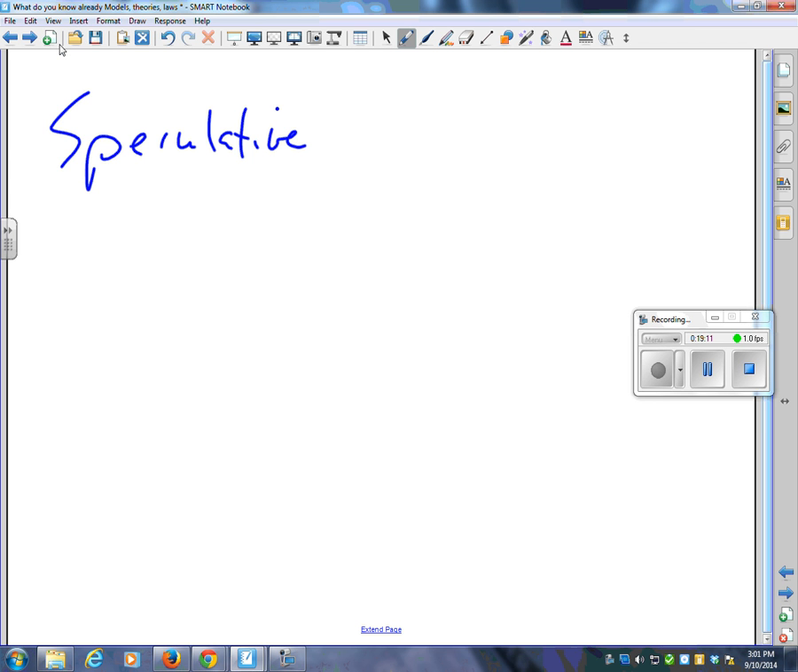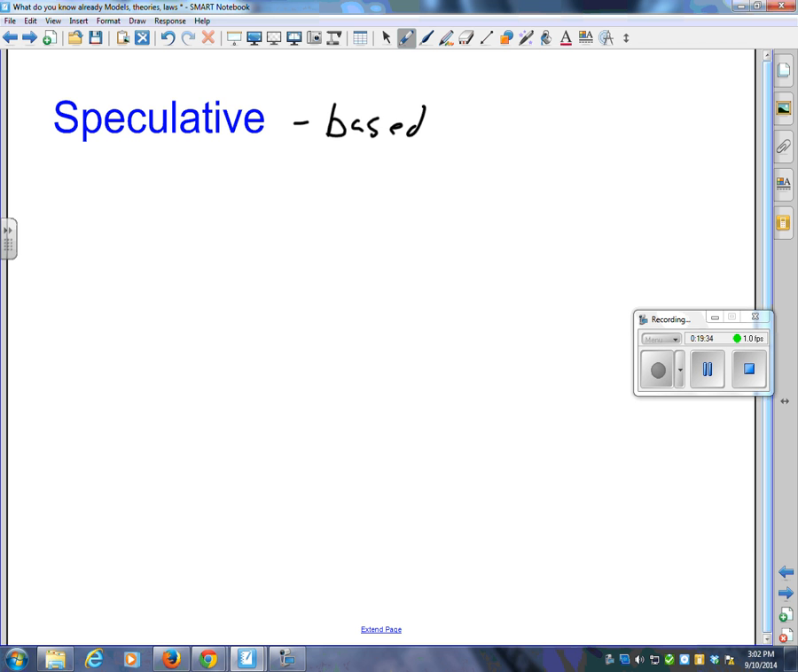Speculative. Anybody? Who's got a dictionary on their phone? Speculative. Yes. To waste a battery? Pardon me? No, it's not specific. Somebody was thinking. Guess. If you speculate in the stock market, you're taking a bit of a risk. Yes. Speculative means, in this sense, based on little evidence. For now, it's just kind of an educated guess.